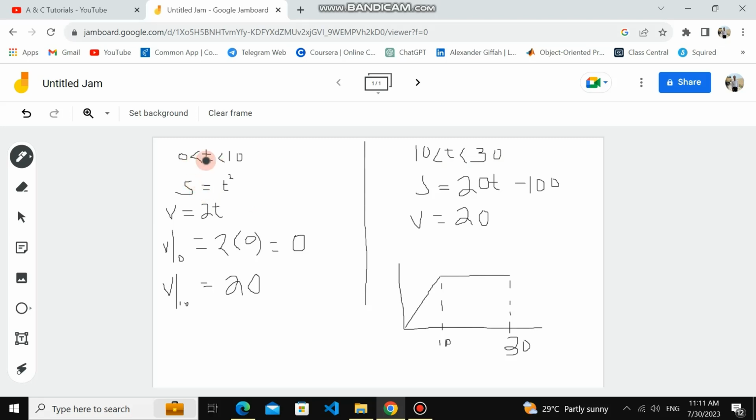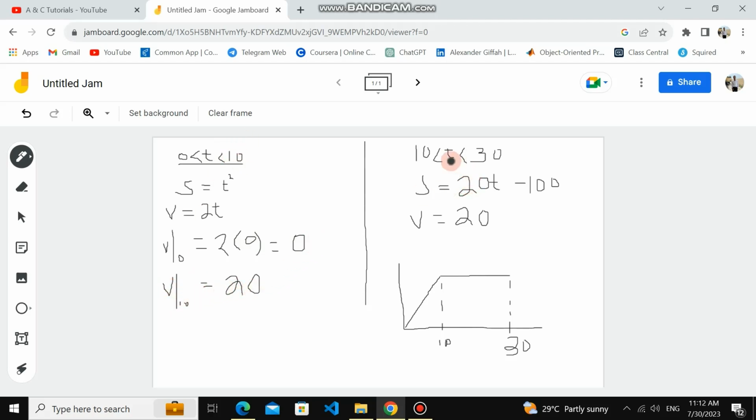And then we know for this range, x is equal to t squared. To get velocity, you need to differentiate x. If you differentiate x, you get v. Or you can write that v is equal to dx over dt, and when you differentiate, you get 2t. Then you need to find the velocity at the ends of the limit. You substitute 0 into the velocity, and you get 0. Substitute the end limit, find the velocity at 10, which gives you 20.